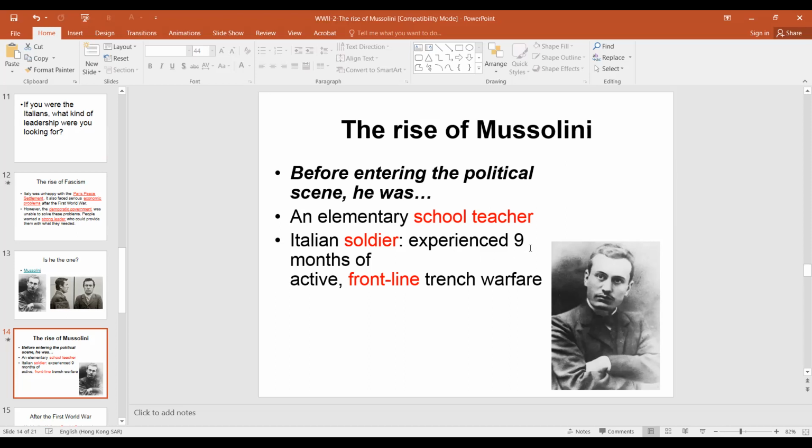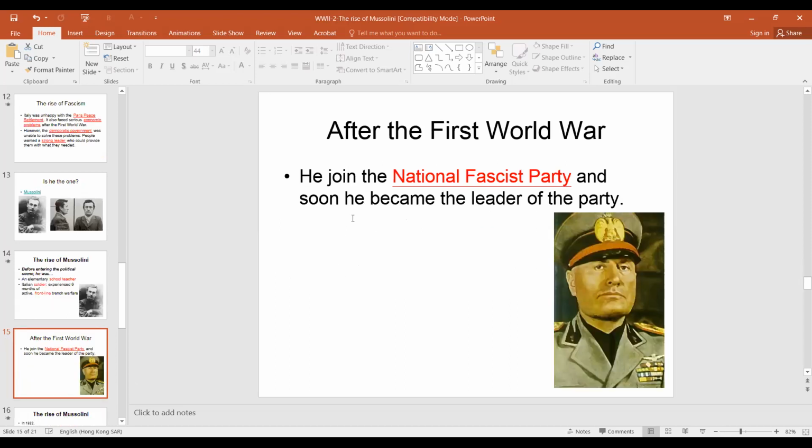So during the First World War, he was one of the Italian soldiers, and then he fought in the front line for 9 months. Okay, 一次大戰期間咧，佢參與咗咧意大利嘅軍隊，曾經喺前線咧打過9個月嘅仗嘅。 All right, and then after the First World War, he joined the National Fascist Party, and then he soon became the leader of the party.